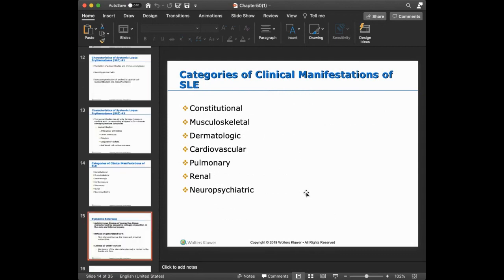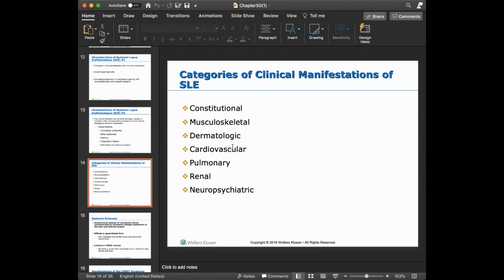So clinical manifestations of lupus are similar to what we saw with RA. So our patients are tired, they're fatigued. The classic symptom, classic sign, primary presenting sign for lupus is a red butterfly rash across the face. So their cheeks and the bridge of their nose are red and the rash forms the shape of a butterfly.